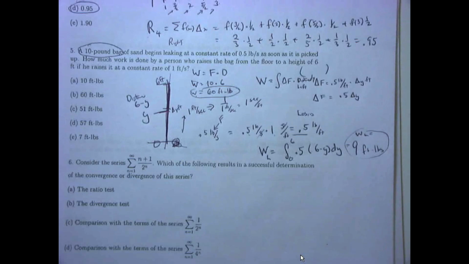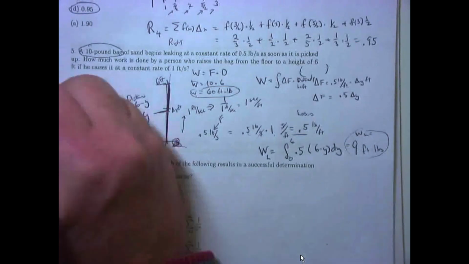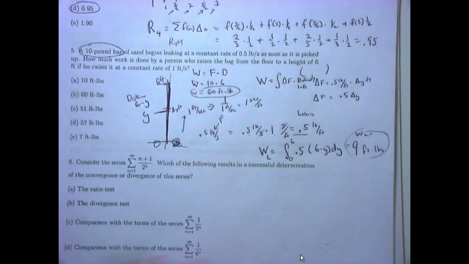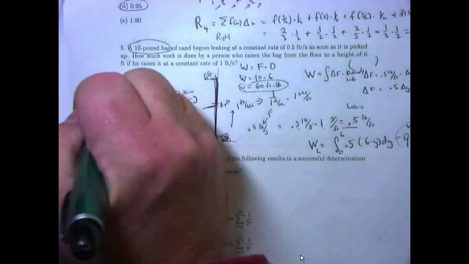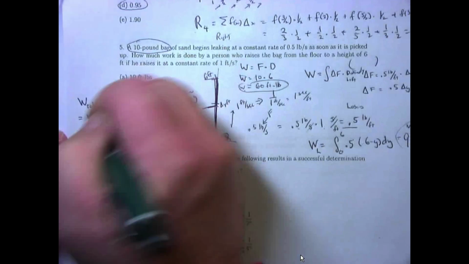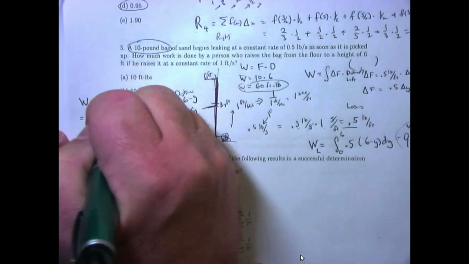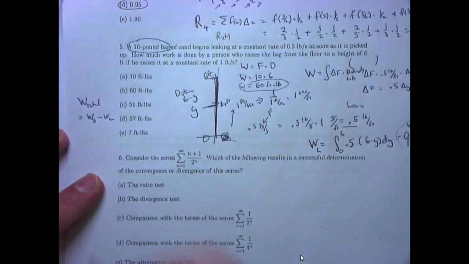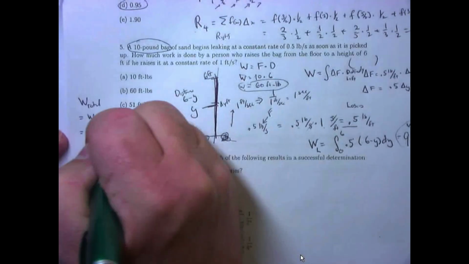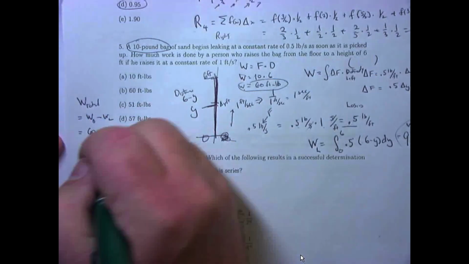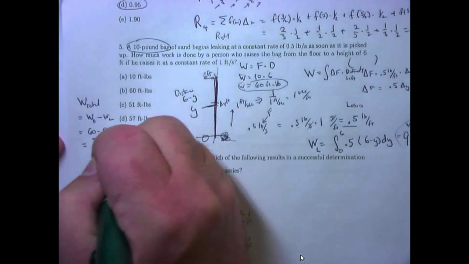Does that make sense? So how am I going to get this guy now? I'm going to take the work that it took if it didn't have a hole in it. Work total would be equal to the work of the bag minus the work that we lost because of the hole in the bag. This is equal to, what was it, 60 minus the 9, which is equal to what? 51 foot-pounds.